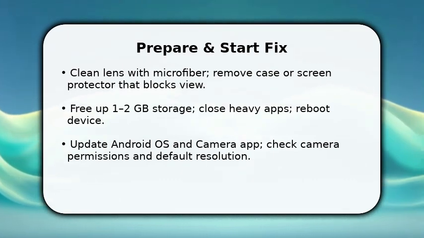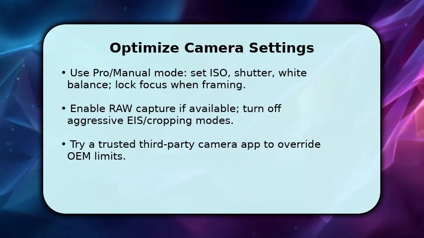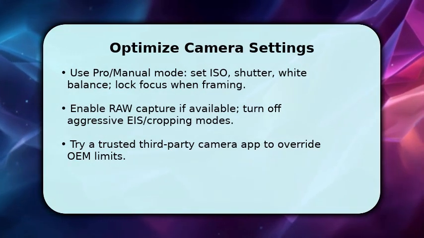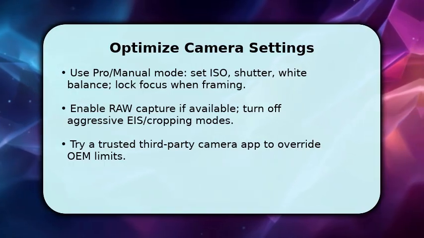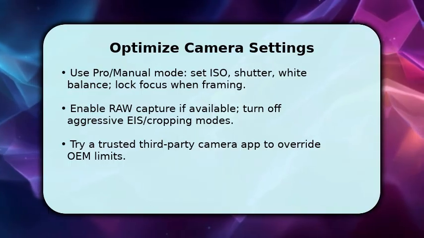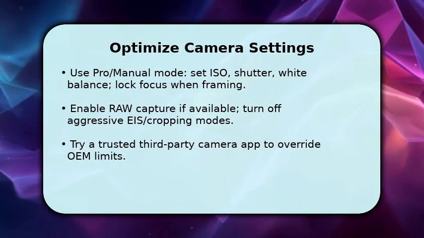Next, you adjust the camera's parameters to match the scene. In Pro or manual mode, set ISO low for daylight, reduce shutter speed for light balance, and correct white balance. Lock focus after framing. RAW capture preserves detail and avoids heavy in-phone processing.